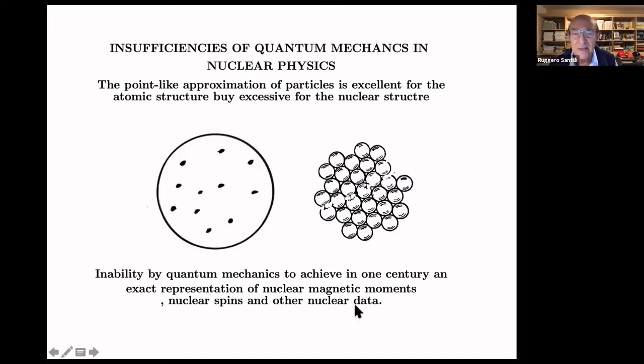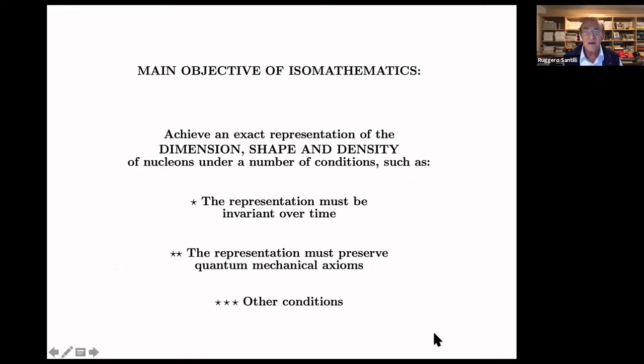So in conclusion, this is essentially the objective. The objective of isomatic is to achieve a representation of the dimension, which is not enough, the shape, which is not enough, and the density. This is a totally new idea, which didn't exist in the entire 20th century physics. Whenever you have point particles, such as the electron, the density is normalized to the value one. However, if you have extended particles, then the inclusion of the density is mandatory. Even if you don't include the density, the isosymmetry transformation will bring it back in.